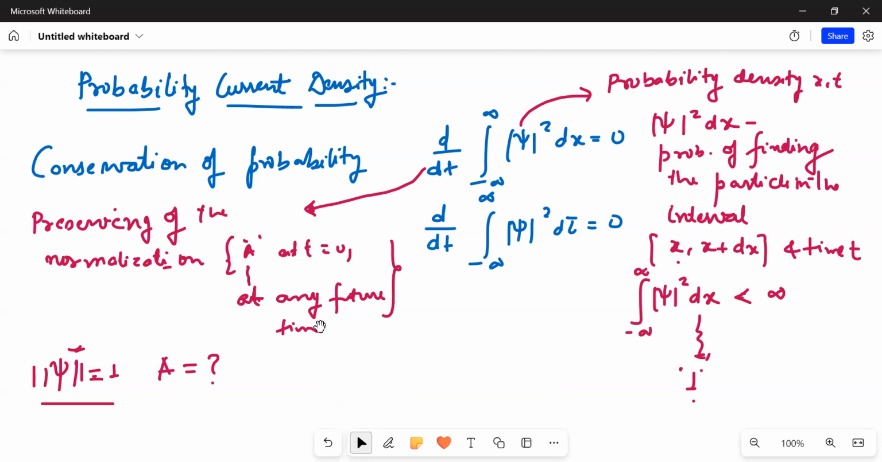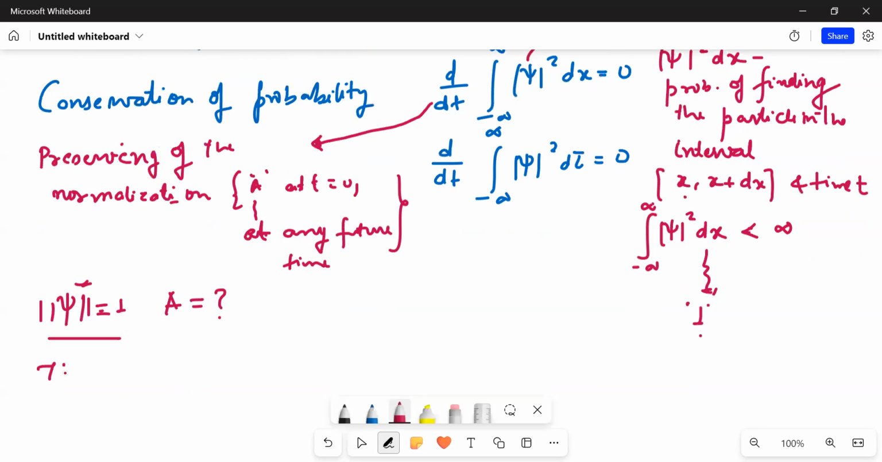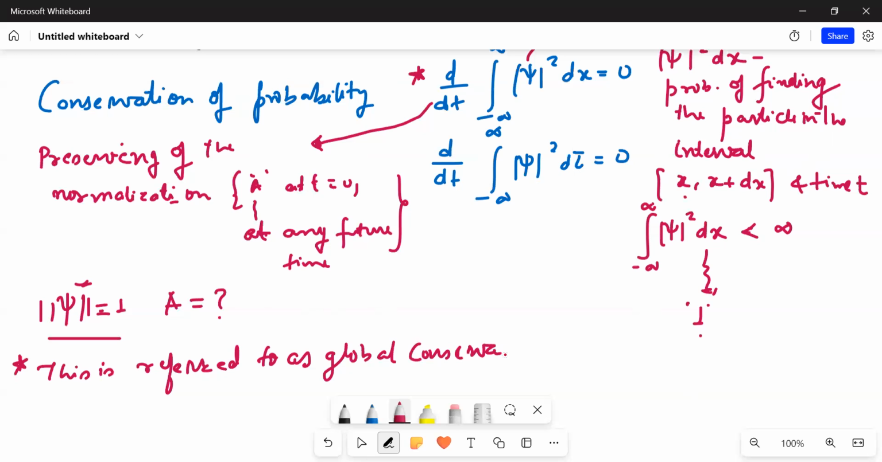So this particular statement is at times referred to as the global conservation of probability. This is called the global conservation of probability. This is one.